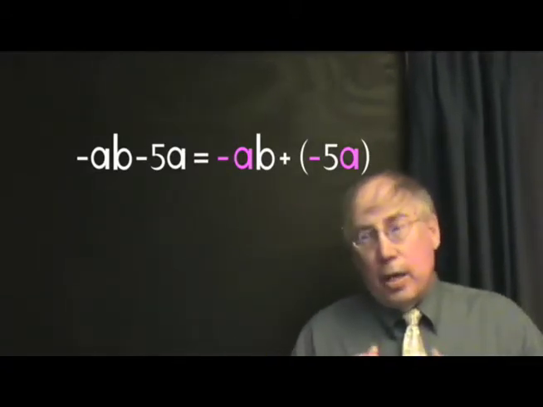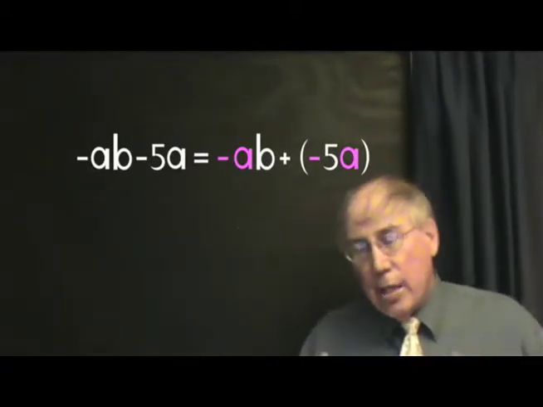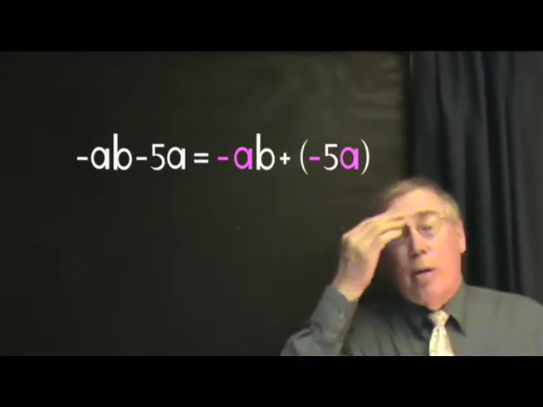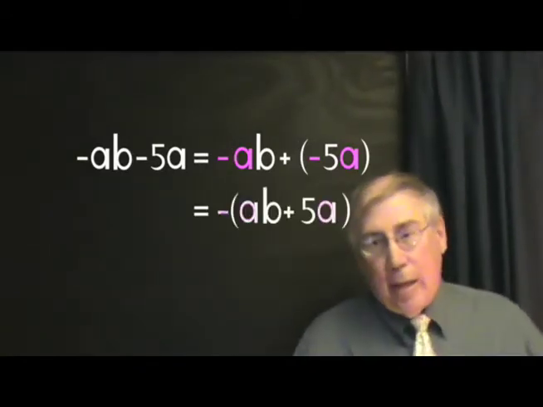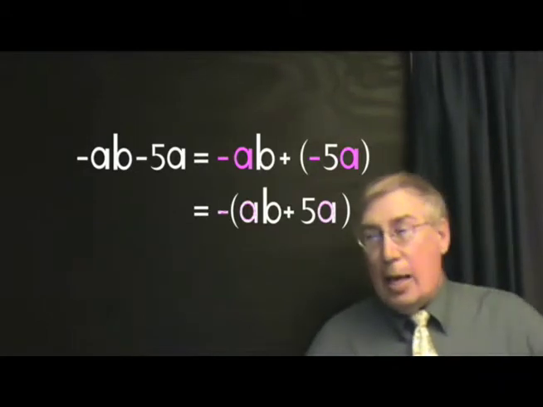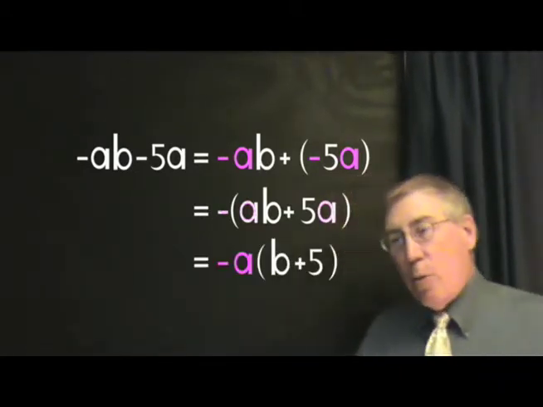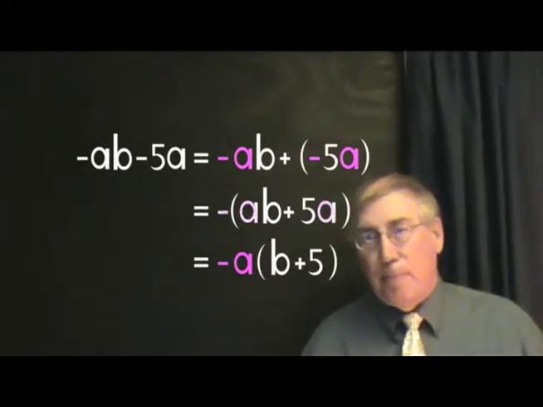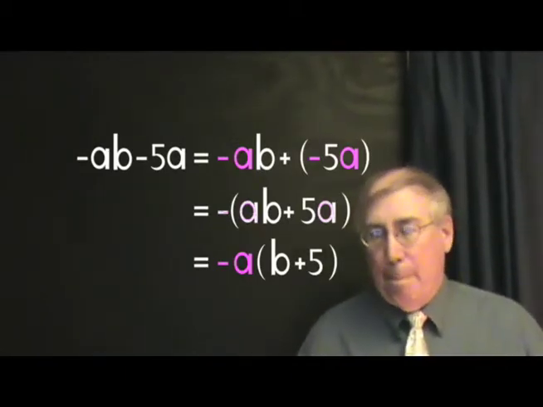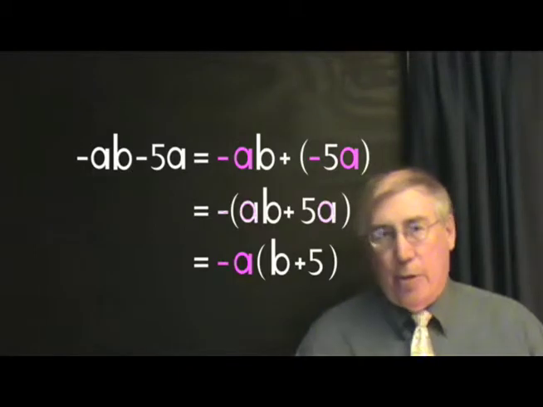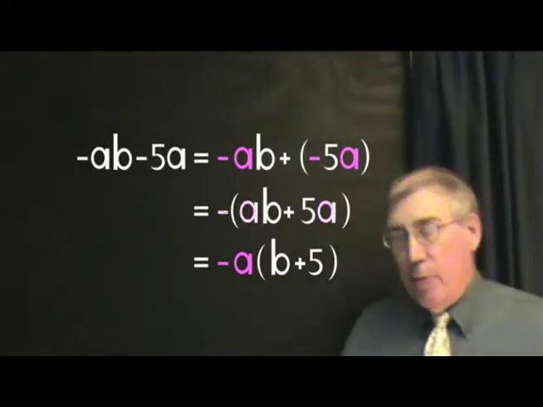Now, in our next expression here, negative ab minus 5a. Each term has a negative in it, and each term has an a in it. So we can pull out the negative, and we can pull out an a. And so in the end we get negative a times the quantity b plus 5. So that one's factored.